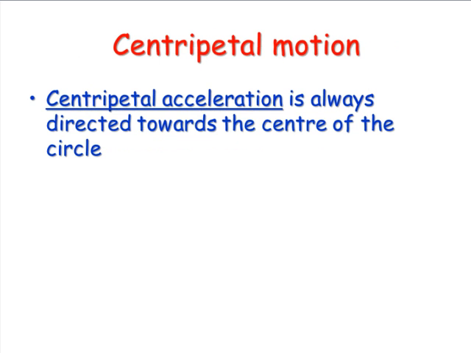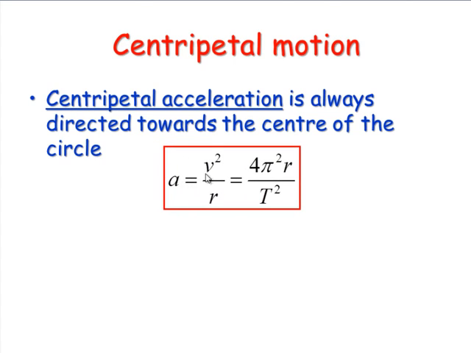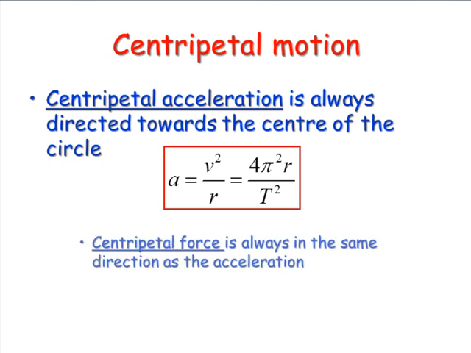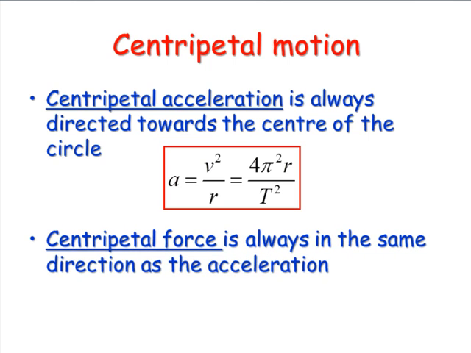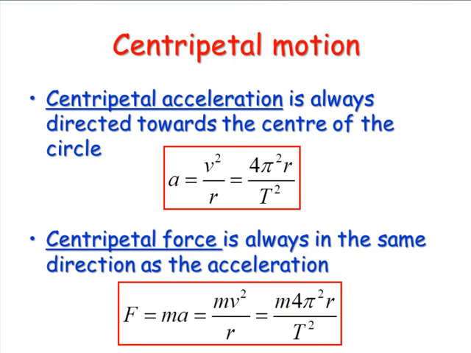So centripetal acceleration, we have the formula a equals v squared on r, or 4 pi squared r on T squared. And force, same direction, we've got ma, or m times each of the equations for a: mv squared on r and m 4 pi squared r on T squared.